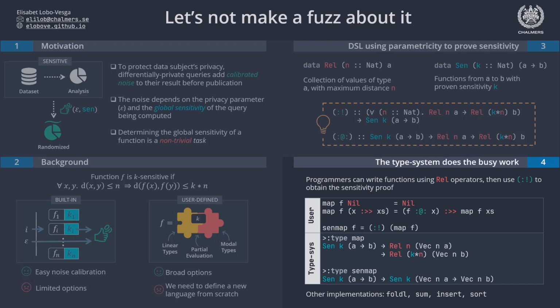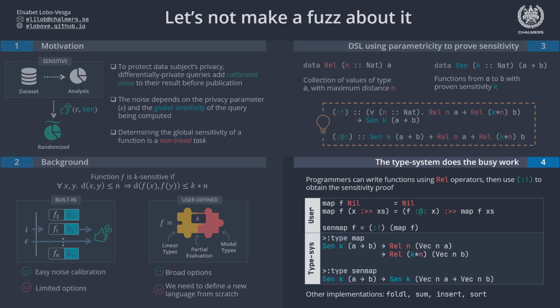Say we define a simple map that takes as input a function f and a vector. If the vector is empty, it returns empty. If not, it applies f recursively to each element in the vector. Notice that nil and cons are marked in red, meaning that they are relational vectors. We can confirm this by checking the type of map. We can see that it takes a function with proven sensitivity k and a value from a collection of vectors at distance n. And then it returns a value from a set of vectors at distance k times n.